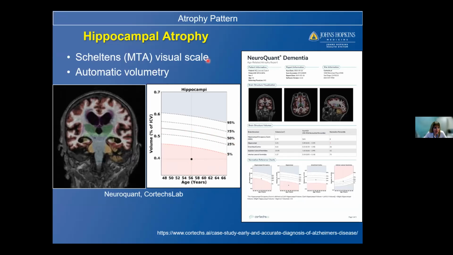NeuroQuant can also more easily monitor changes in brain atrophy over time to determine how quickly an atrophy is progressing. As I just told you a couple of slides ago, for us, it's important to see how fast this patient is progressing, how fast the atrophy is progressing over time. And this is just a tool that we can use to quantify that quantitatively.